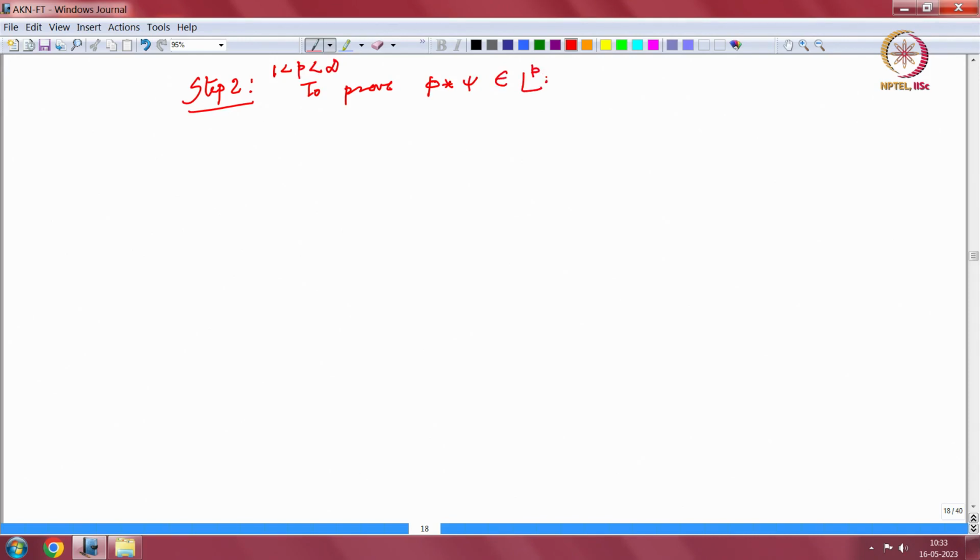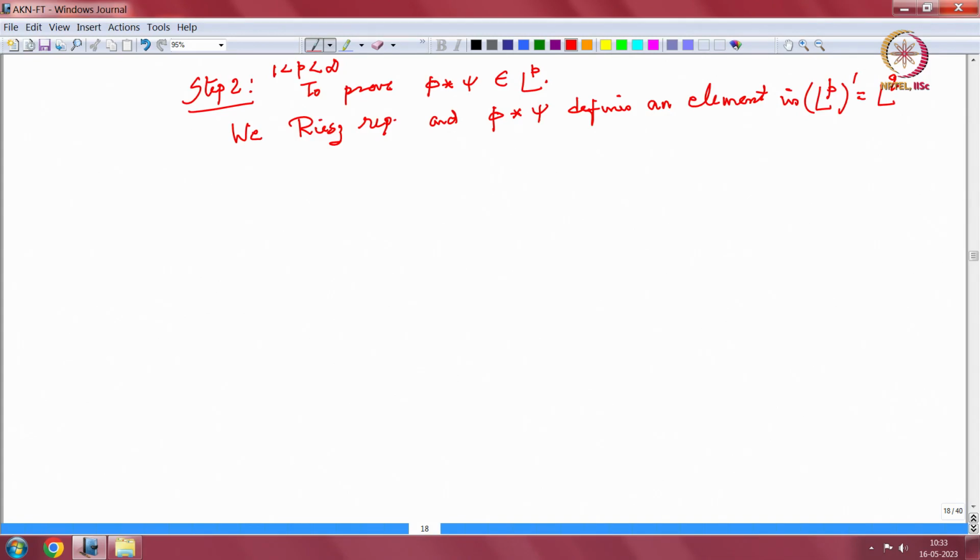Now, we use the Riesz representation theorem. That is what we are going to do. We define phi star psi, and it is enough to show that it defines an element in the Lp dual. That Lp dual is nothing but your Lq. Okay. So, you do that, you view it this way. So, that is the Riesz representation theorem.